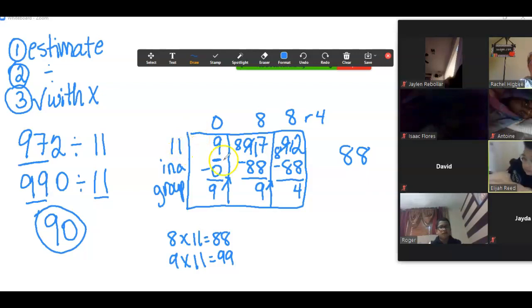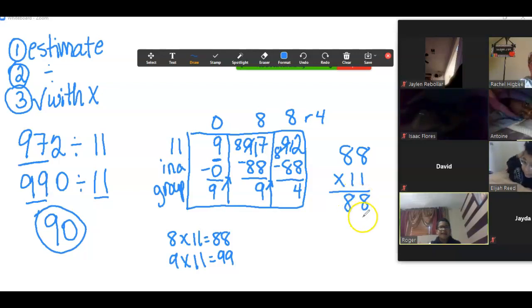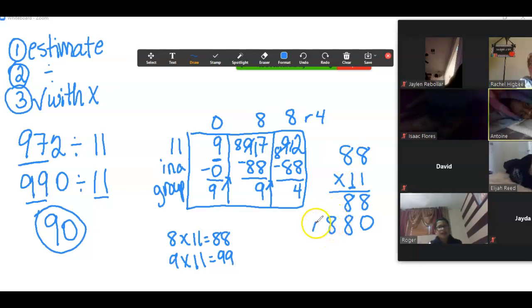and I'm going to multiply times 11. 1 times 8. 1 times 8. I'm placing a 0 because this is really a 10. And then 1 times 8. And 1 times 8. That was so hard, wasn't it?